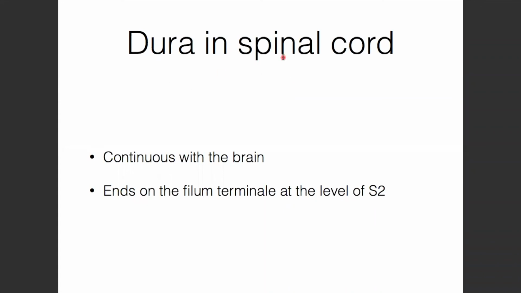There is also the dura in the spinal cord. The dura does not just stop in the brain. It continues to the spinal cord. The dura of the spinal cord is continuous with the dura of the brain. It's one dura, and it ends at the level of S2 in something that we call the filum terminale. Okay, so the filum terminale is the ending of the dura. It's at the level of S2. Cool. So the dura ends in the filum terminale at the level of S2. You just have to memorize it, I guess. Okay.